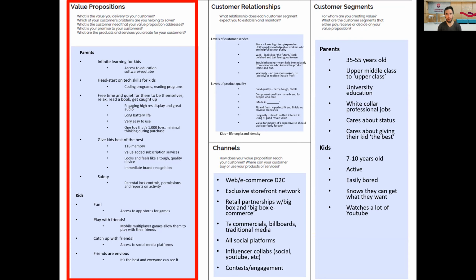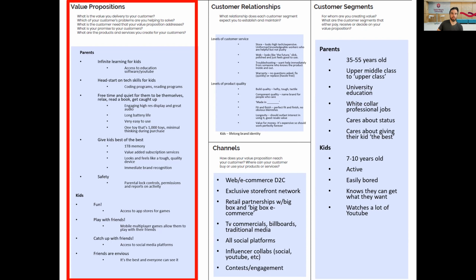And kids, of course, they want to access app stores. They want to play games with their friends. They want to be able to learn. And they know on the playground that if you have the best of the best, other people notice. And that's important for some kids and some families. And there's nothing wrong with that.